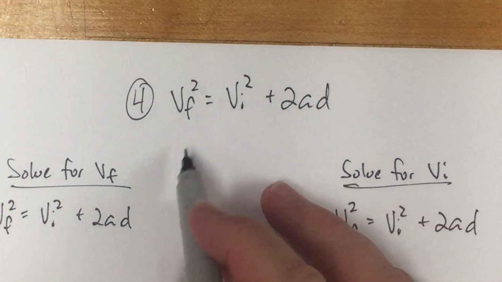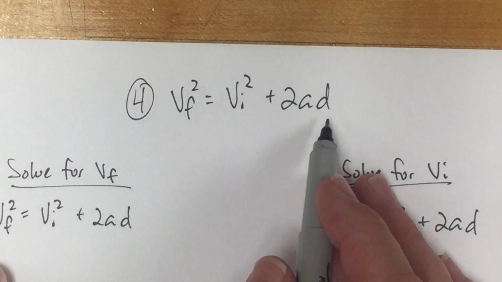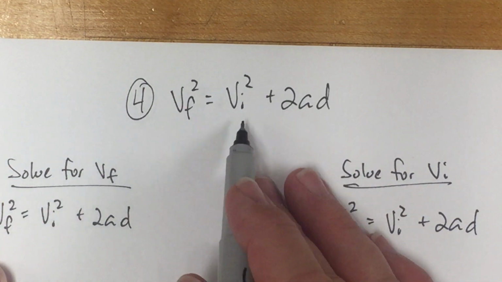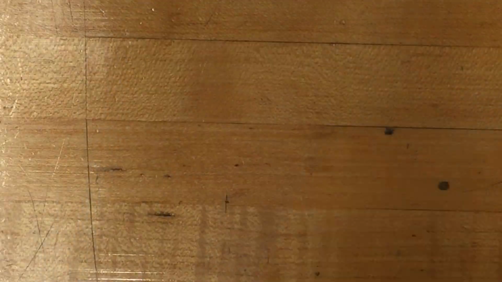The last equation we use is number 4. It's Vf squared equals Vi squared plus 2ad. We'll use this equation when we have Vf, Vi, a, and d, and when we don't have time and we don't need time.